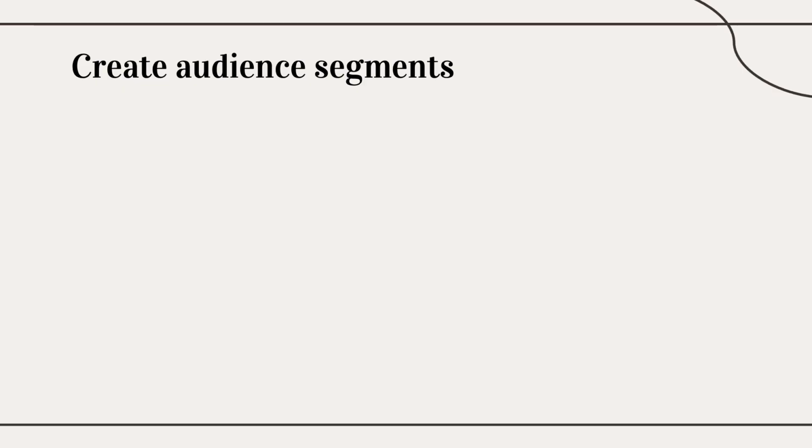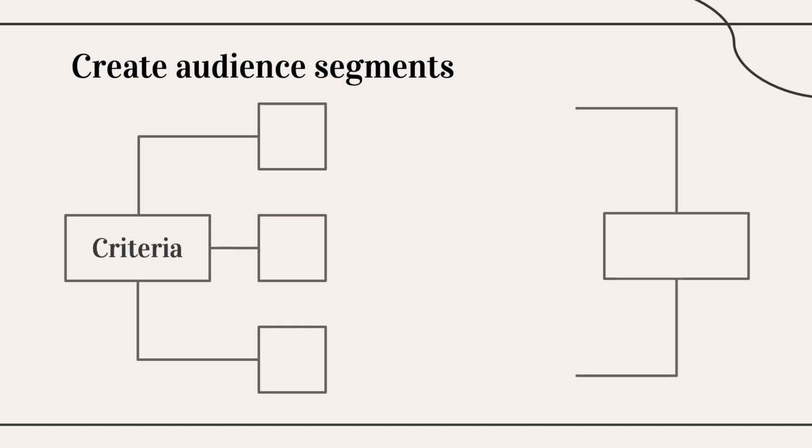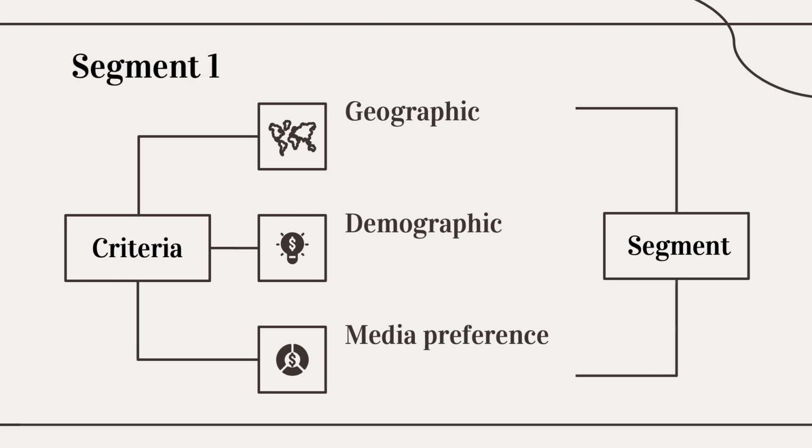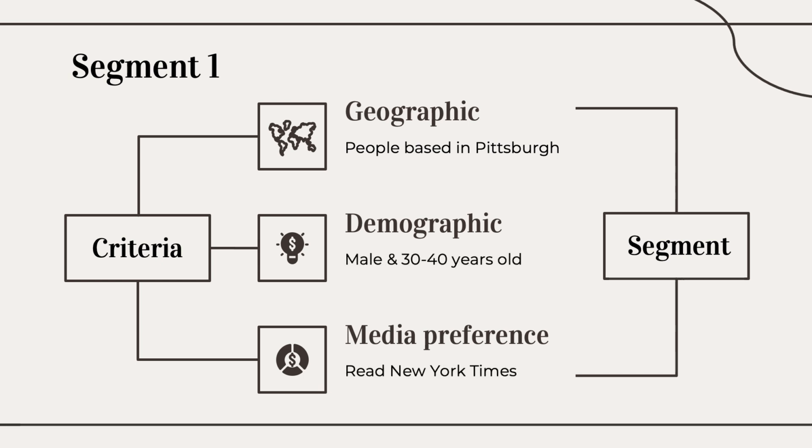For example, let's say the most relevant segmentation criteria for me for a particular campaign are going to be segmenting a particular geography, and then on that result, segmenting based on demographic characteristics, and then maybe the media preference on top. Let's create some unique audience segments using these criteria. In one segment, I could include people based in Pittsburgh who are male and aged between 30 to 40 years old, and who read the New York Times online.